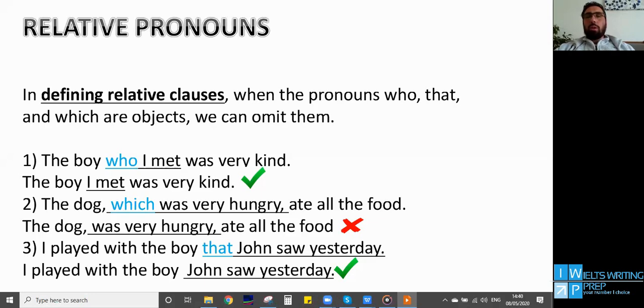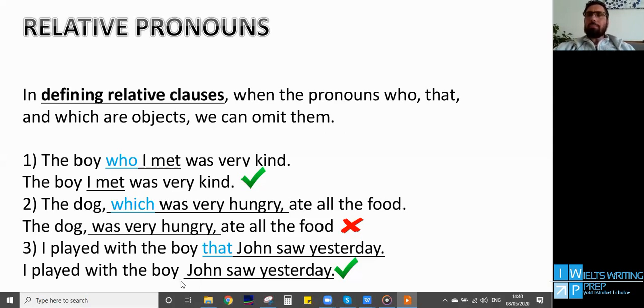Number 2, the dog which was very hungry. Now here we said which is the subject. So we cannot drop it when it's the subject. Which, who, and that, we cannot drop them when they are the subject of the sentence. So if we said the dog was very hungry, ate all the food, that would be incorrect in English. Number 3, that is an object, so it's okay.